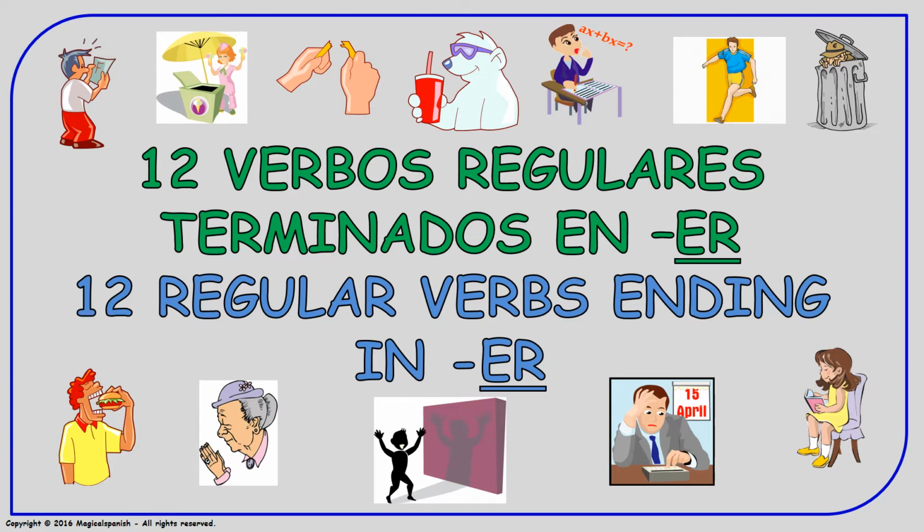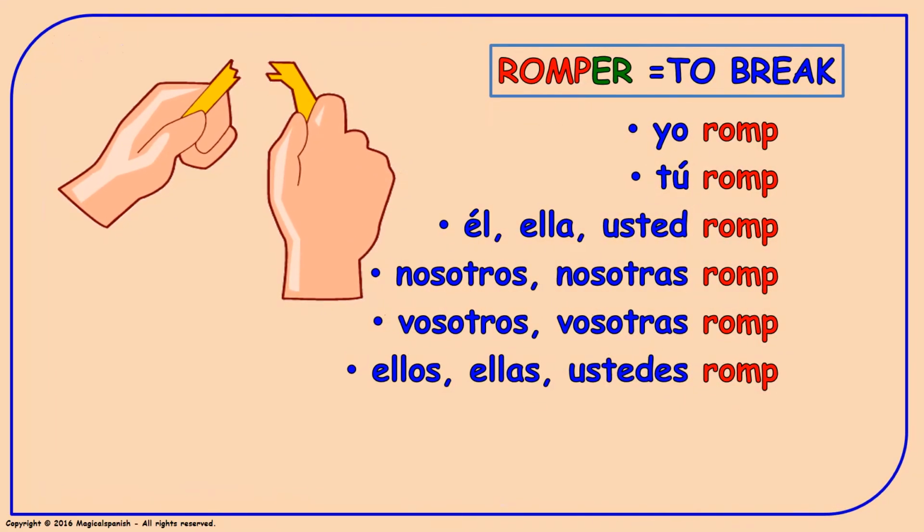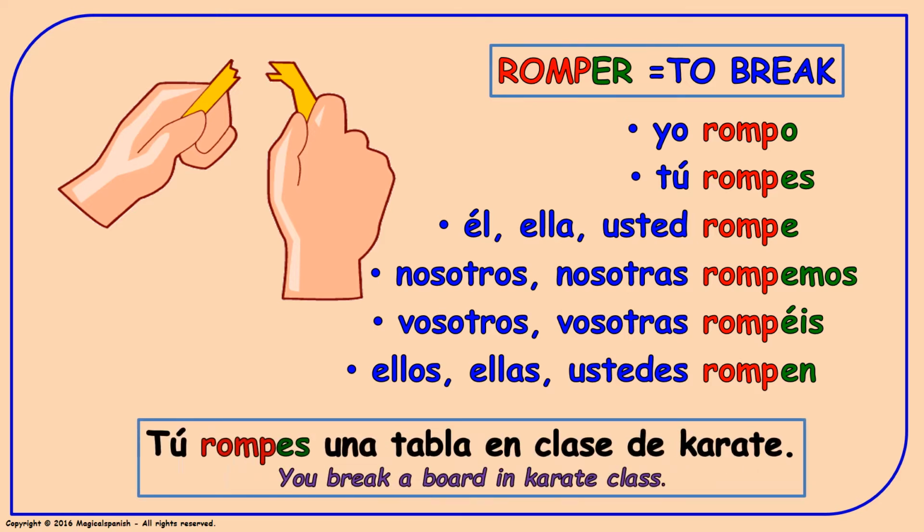12 verbos regulares terminados en er. 12 regular verbs ending in er. Romper, to break. Yo rompo, tú rompes, él, ella, usted rompe, nosotros, nosotras rompemos, vosotros, vosotras rompéis, ellos, ellas, ustedes rompen. Tú rompes una tabla en clase de karate.